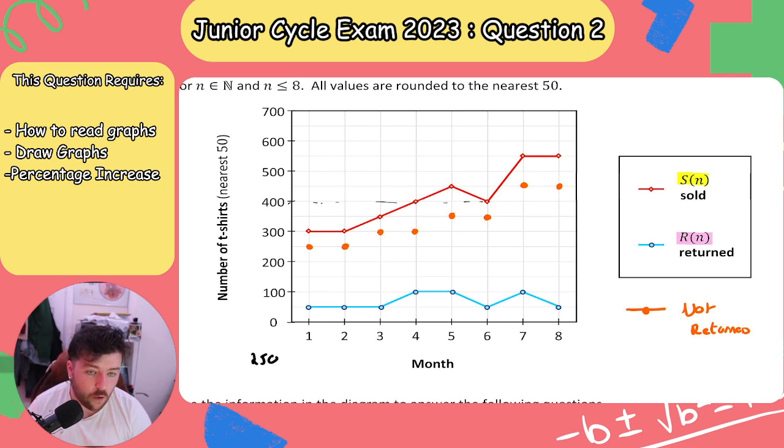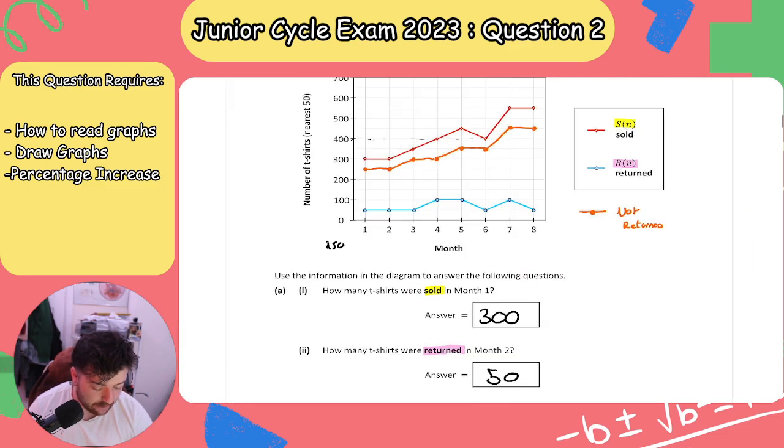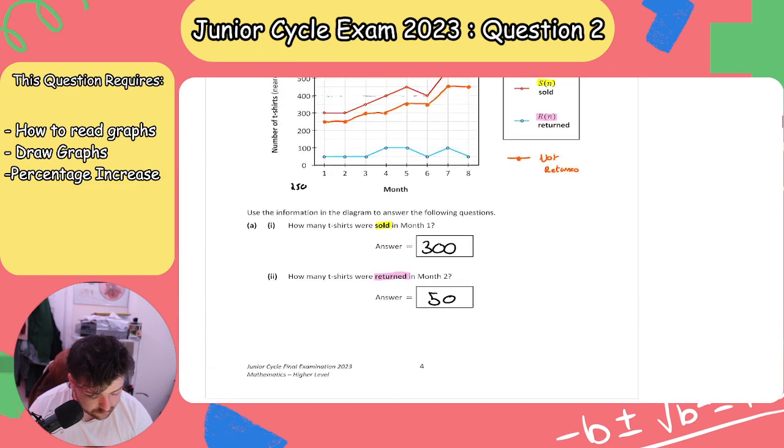So there, my orange dots are my not returned graph. So I'm just going to connect the points up now, because you're probably going to lose marks if you didn't connect them up. There, and there's my graph of t-shirts not returned.